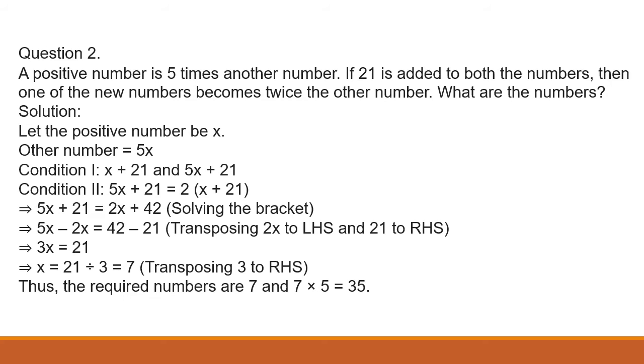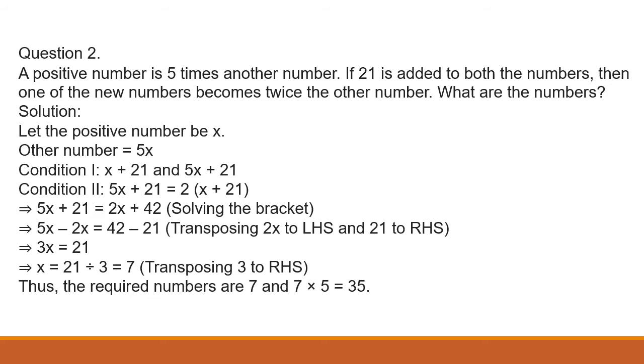The second condition is that one of the new numbers becomes twice the other number. Children, x plus 21 and 5x plus 21 are the new numbers. One of the new numbers becomes twice the other number. So let us take 5x plus 21 as one of the new numbers, which is equal to twice, that means 2 times, the other new number, that means x plus 21.